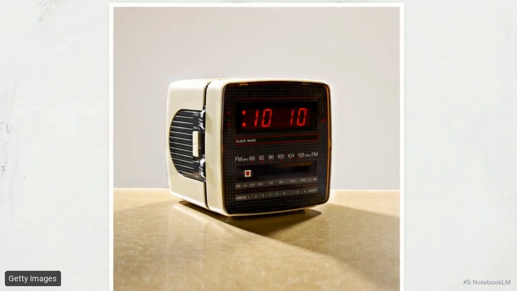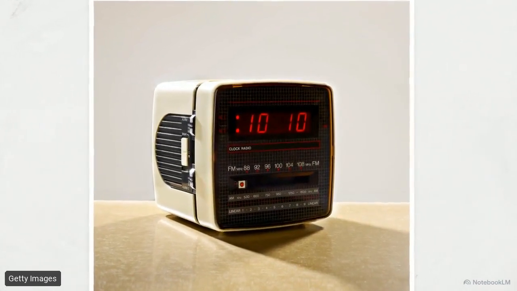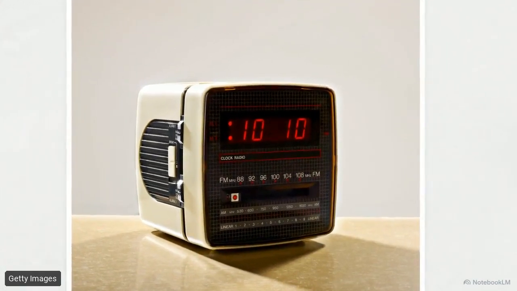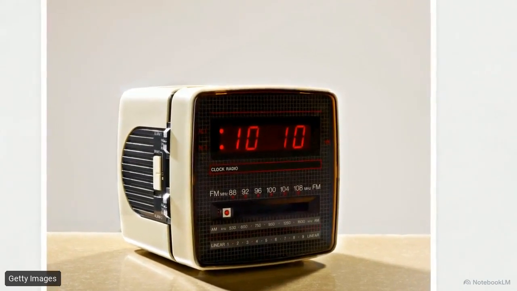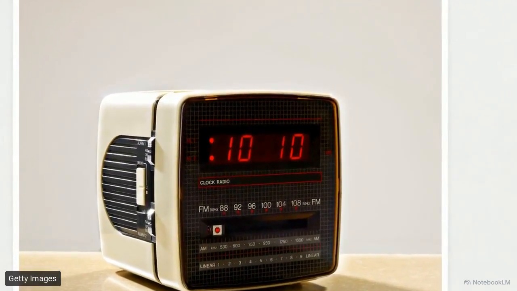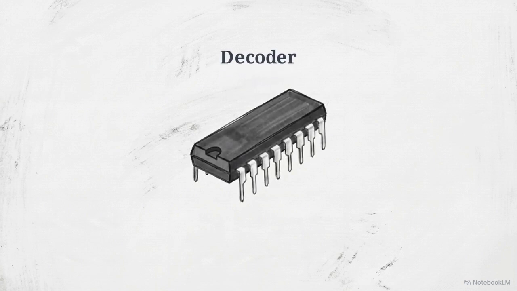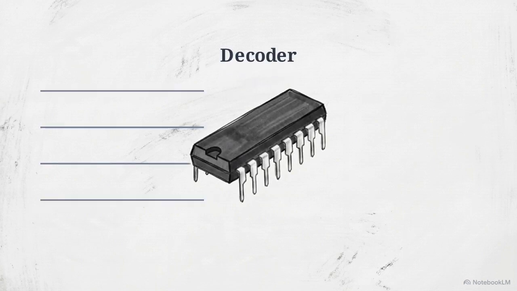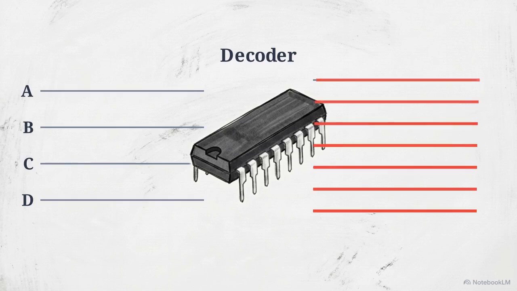You see these displays every day. This vintage clock radio uses a 7-segment display. Each physical digit is constructed from 7 individual LED segments. To control those LEDs, we use a decoder. We feed 4 bits of binary-coded decimal data, A, B, C, D, into the left side. The decoder processes this, sending signals out through 7 lines on the right, labeled A through G.